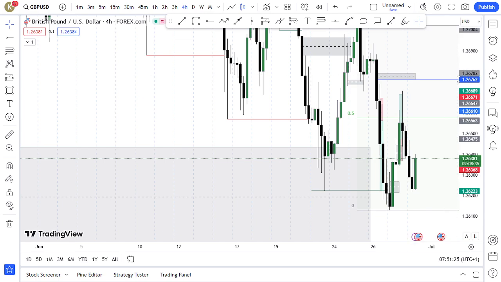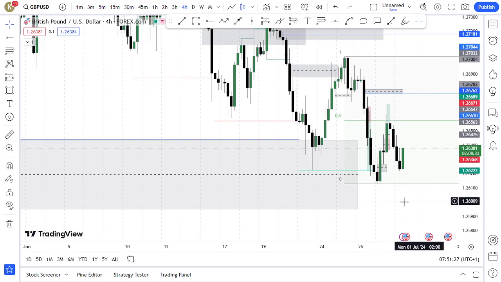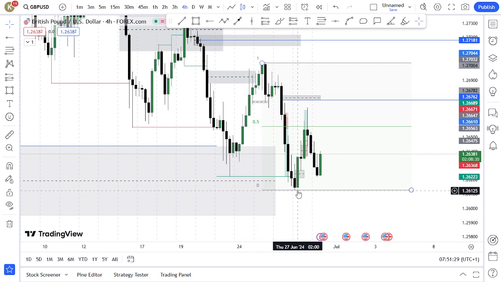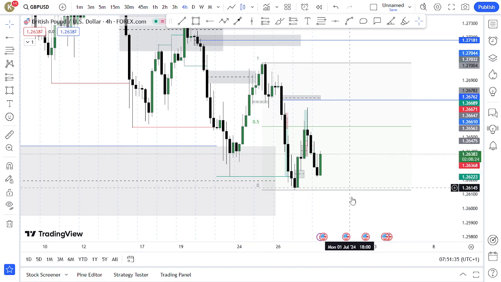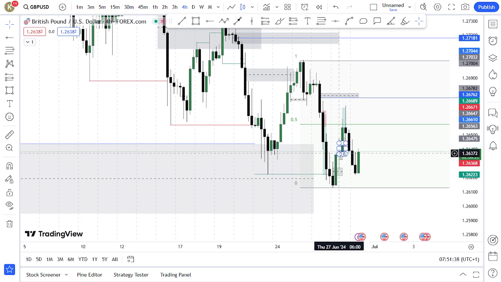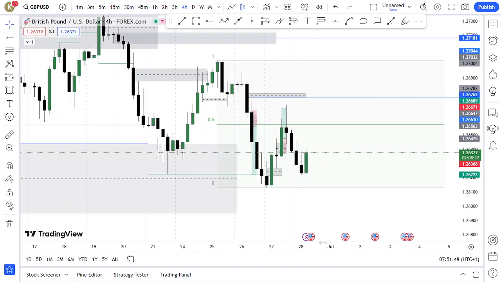Let's look at the 4 hours, so I can get the structure rightly. This is my 4-hour structure between this high and this low. This is my fib from this high to this low, my recent high and low, my dealing range. So as at New York, we are in the discount area, making sense to look for buys, because of course, we're going to be bullish on GBPUSD because DXY is dropping.